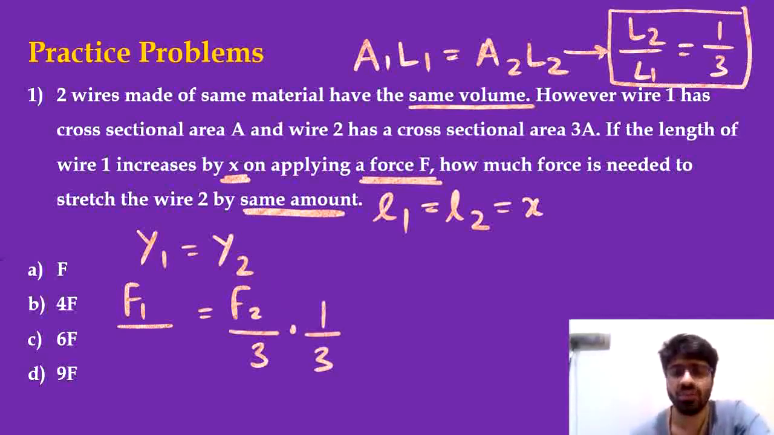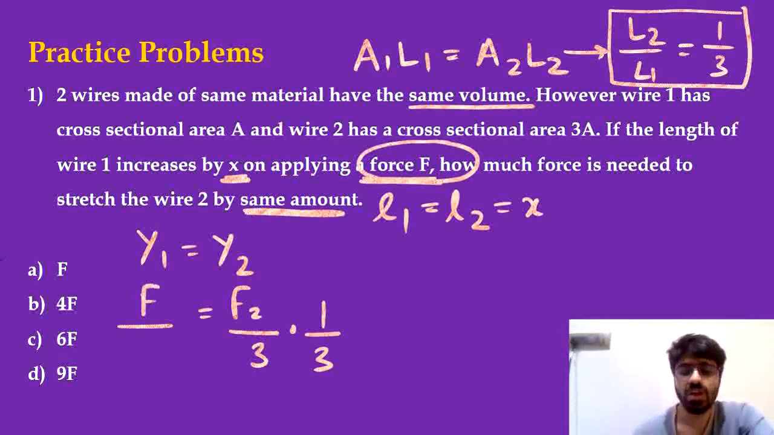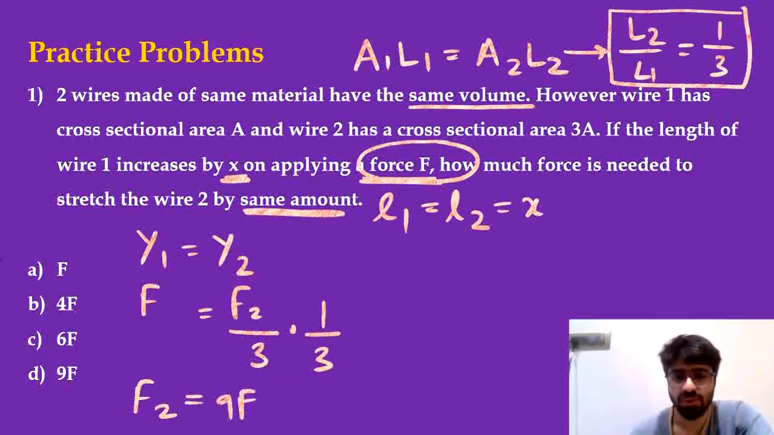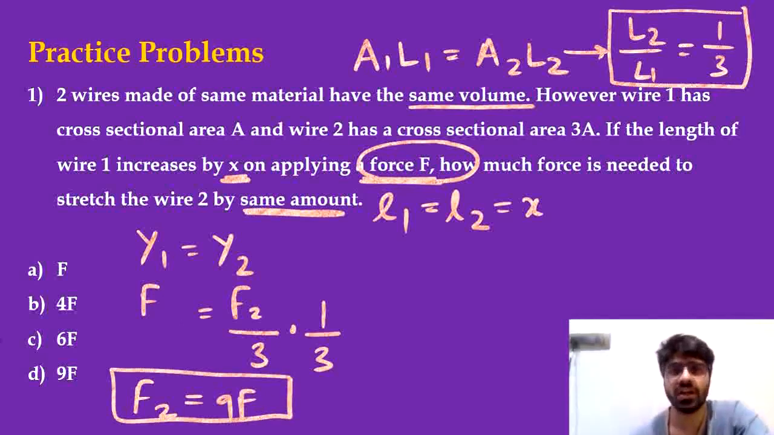Also, we know that on the first wire we have applied a force equal to F. So F1 is equal to F. Finally, on solving this you will have F2. The denominator here becomes 9. That 9 goes on the left and you get the value of F2 as 9F. So the force required to stretch wire 2 by the same amount will be 9F. That is making option D the right answer for this question.